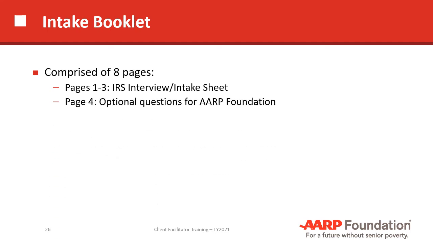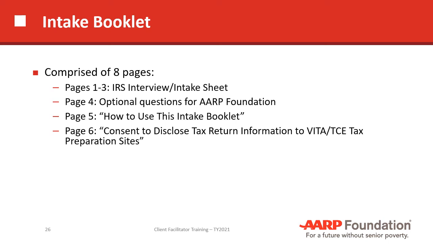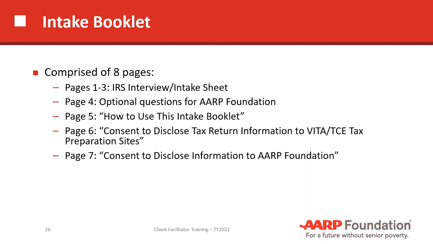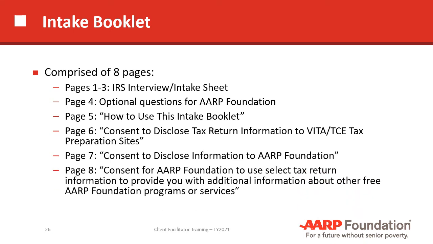Page 4 is optional questions for the AARP Foundation. Page 5 is how to use this intake booklet. Page 6 is the consent to disclose tax return information to VITA TCE tax preparation sites. Page 7 is the consent to disclose information to AARP Foundation itself. Page 8 is the consent for AARP Foundation to use select tax return information to provide you with additional information about other free AARP Foundation programs or services. So that's the 8 pages of the intake booklet as it stands for 2021.